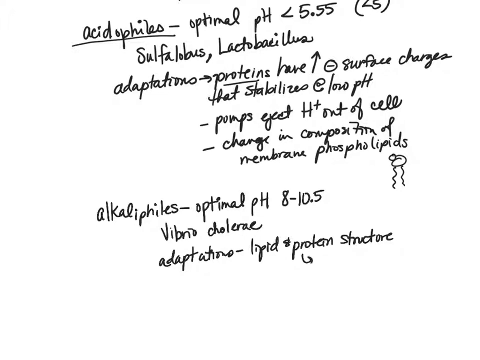So for example, for the proteins, instead of having an increased negative surface charge, we're going to see an increased positive surface charge. Then they also have mechanisms that maintain the proton motive force. So again, remember, proton motive force is when we're in the electron transport chain and we are moving the electrons along the chain and we're pumping hydrogen ions from one side of the membrane to the other side of the membrane. And then that allows them to come back in and make ATP.